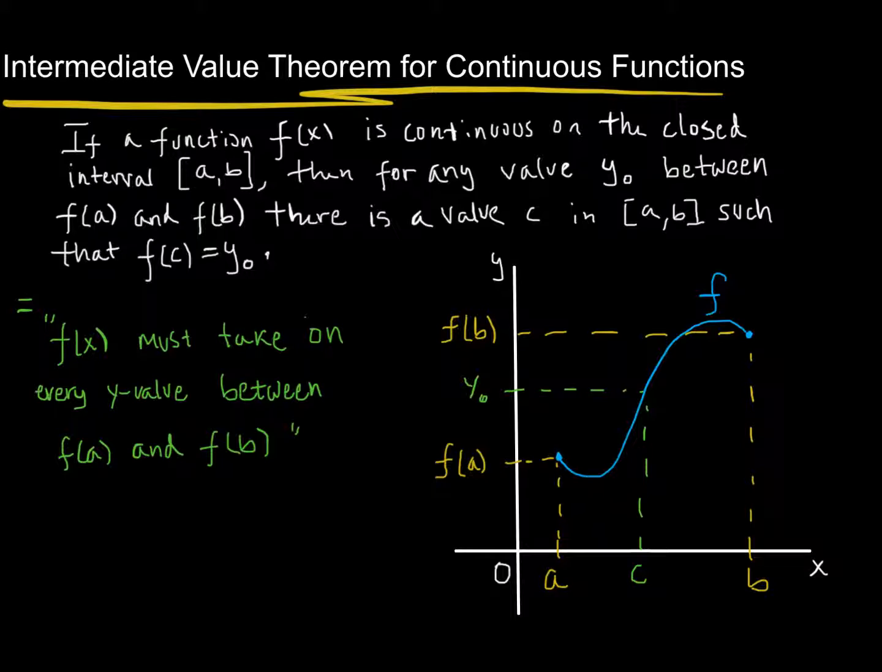Because just think about it. If you knew that your function hit a value here, f of a, and was at another value, f of b, somewhere else, and it was continuous between those two points, then you know that there's going to be some place where it's going to hit every single value between f of a and f of b. So if you were looking for some specific value, you know it's going to hit that value so long as it's in between f of a and f of b.